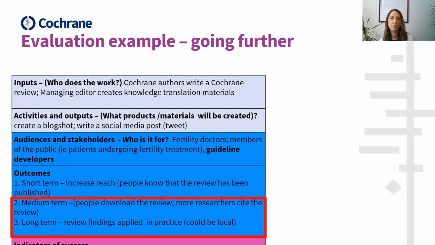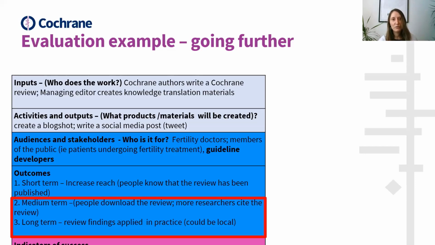So let's say we want people to download the review, and we want the review to get more citations. So this could be a medium-term goal. And as a long-term goal, we would like our review findings to be applied in practice, or at least locally in a certain country or region. We realize that sounds very broad and not super easily achievable or measurable, and probably you do too, which brings us to what we started with. It's okay to start small, but it's also completely fine to make a bit of a long-term plan. It's just something you can do with your evaluation plan.